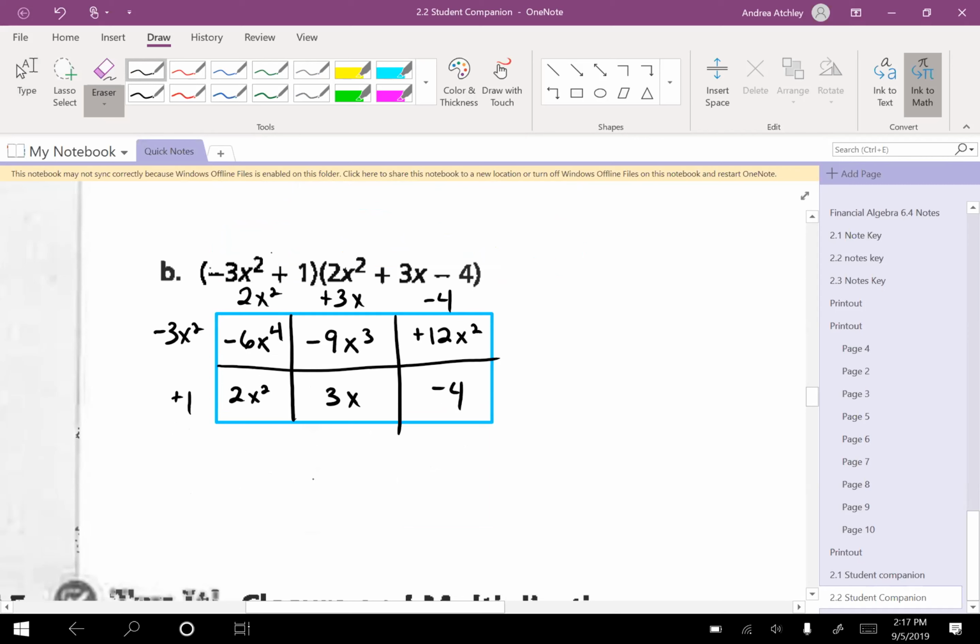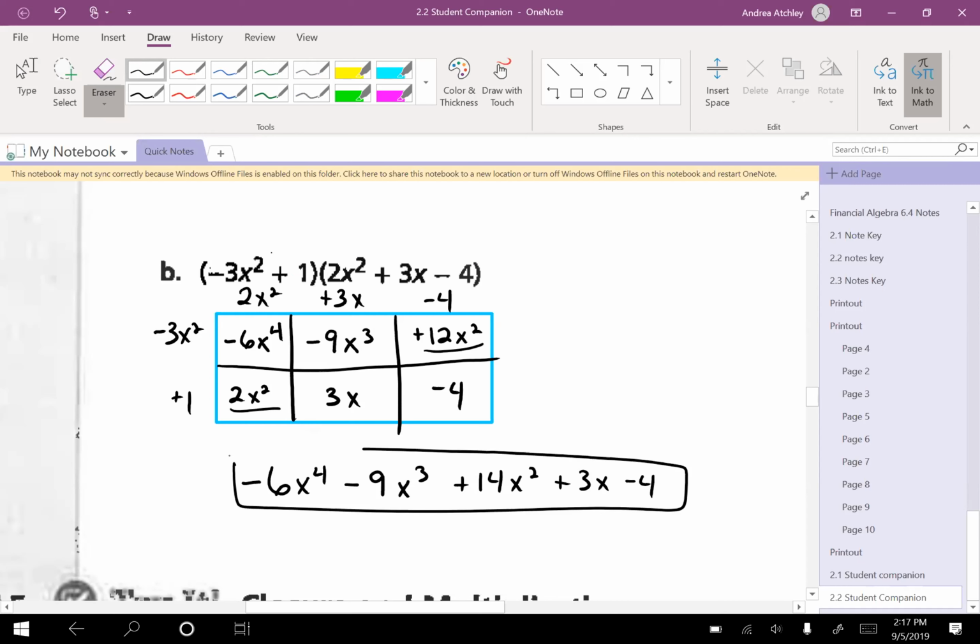So negative 6x to the fourth is my first, the largest degree. Then negative 9x cubed. Then I have 12 and 2, they're the same sign, so I'm going to add and get 14x squared. Then 3x and negative 4. Any questions over that? Okay.